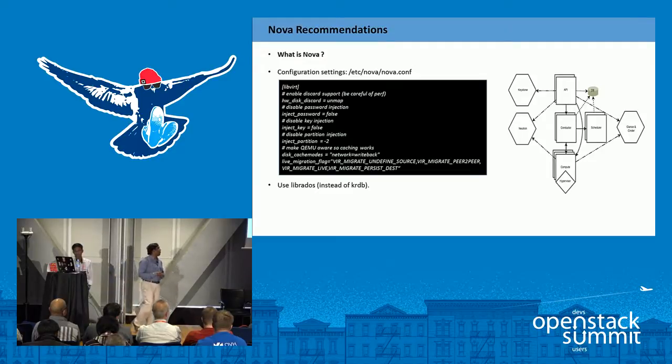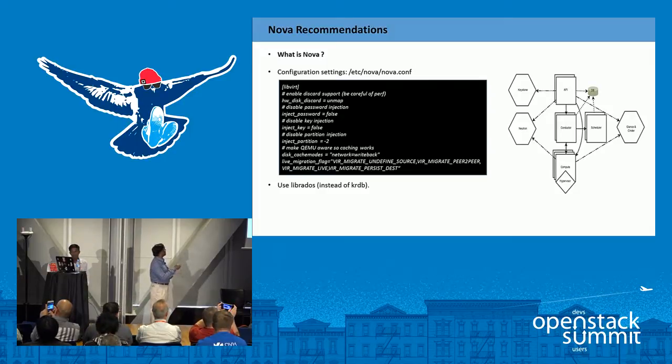Coming to Nova, I don't have many recommendations, except that this is a default configuration to configure things, and I recommend using librados instead of KRBD. librados will link with the libvirt configuration, where we need to say enable cache. That will give more read IOPS, so read performance will be better.